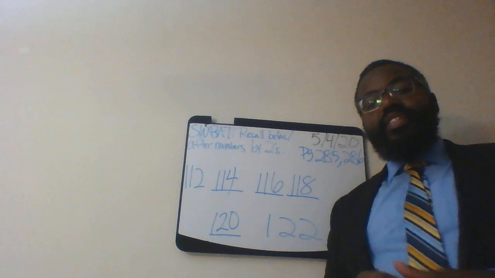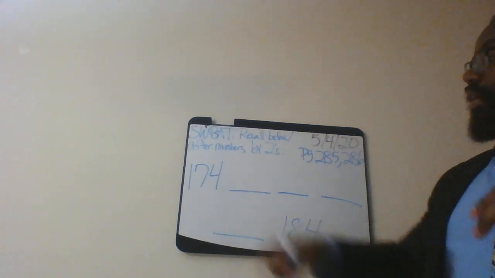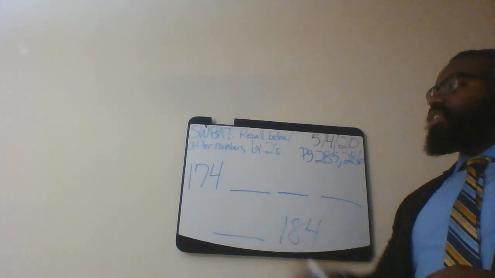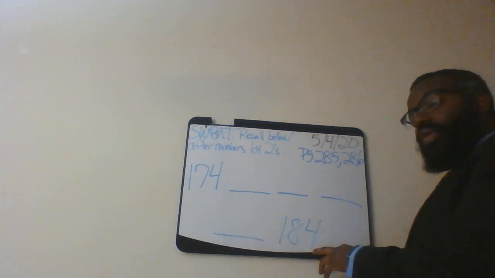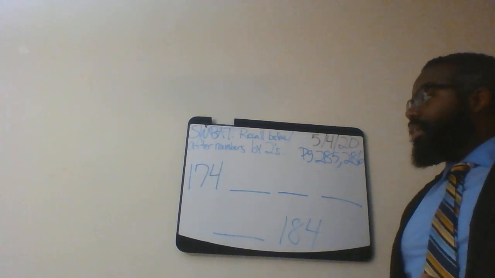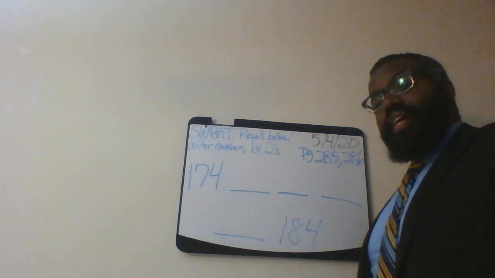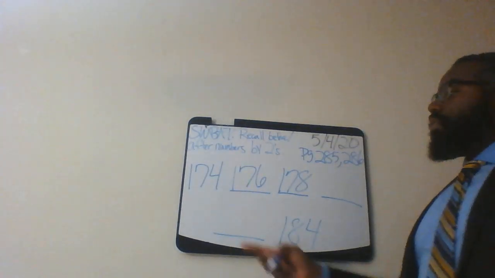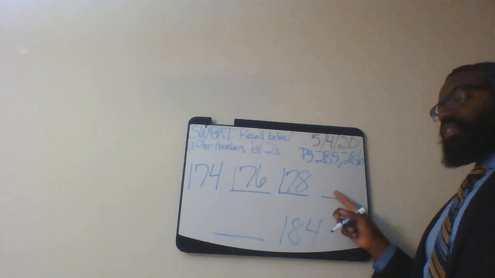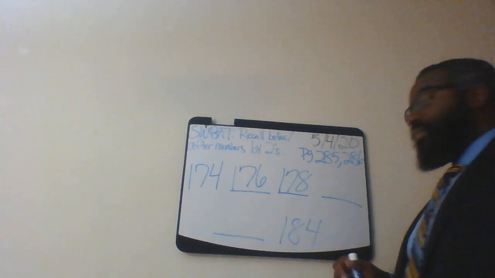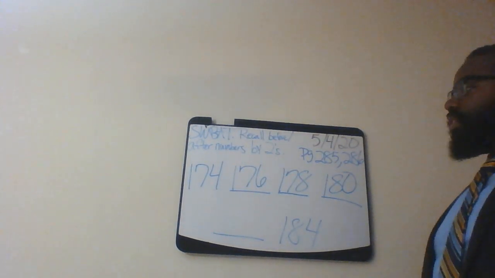Let's get started with another example. All right, here they decided to start off at 174. So let's start at 174, count by twos, and then we will end at 184. All right, 174. What is next? 176, 178. So here we have 174, 176, 178. What is next? 180. All right, we're almost finished.